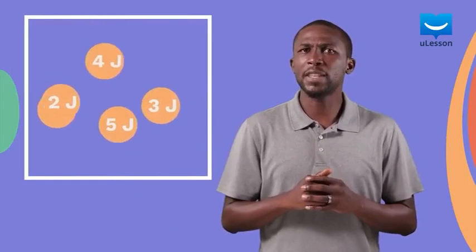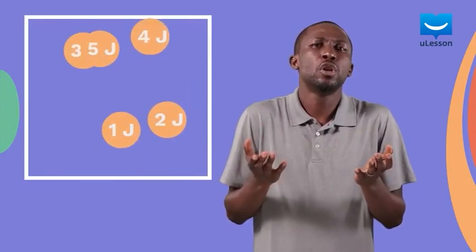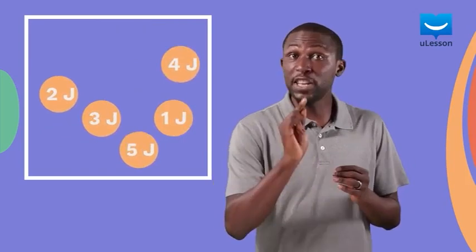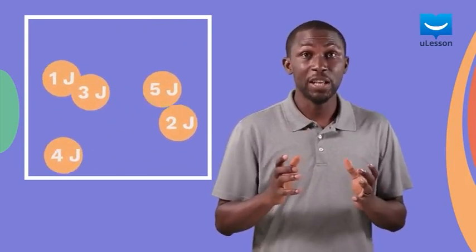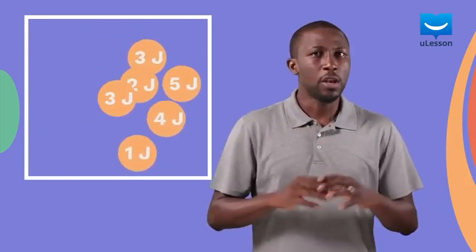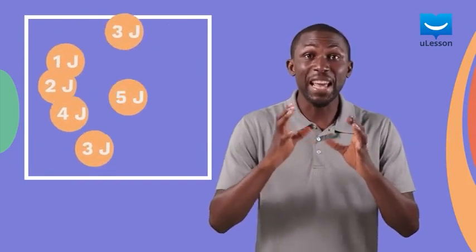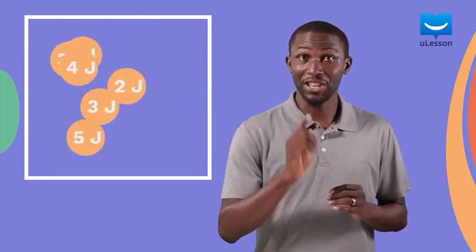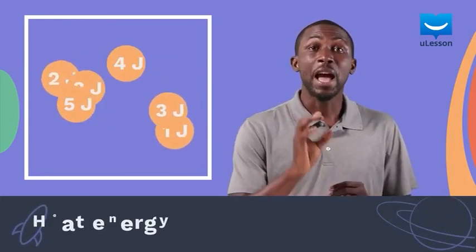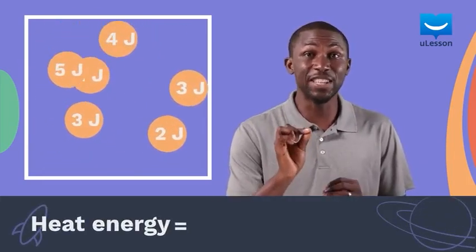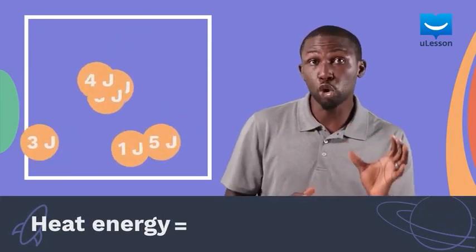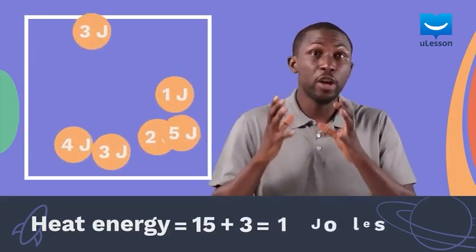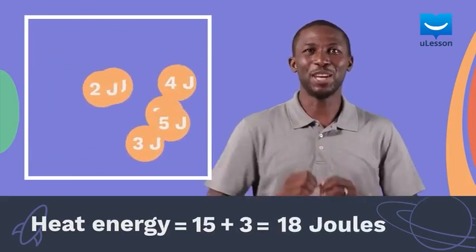Let's assume, say, I add 1 more molecule to the 5 which we already have, and that the kinetic energy of this new molecule which I am adding is, say, 3 joules. Now, what do you think will be the heat energy of this object? Yes, this will now be our initial total kinetic energy, which was what? 15 joules plus 3 joules, which is now what? 18 joules.